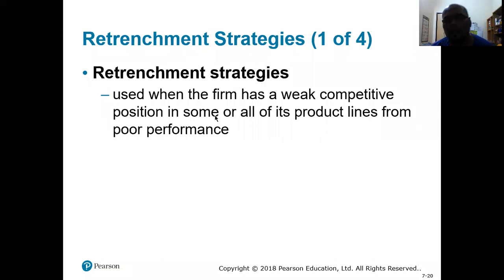And last but not least, we have the retrenchment strategy. What is a retrenchment strategy? It is when the firm starts to observe poor performance from its product lines. It means that their competitive position in the marketplace has weakened. What do we mean by a weakened competitive position? It means that we are losing our customers to our competitors. Competitors are taking over our customers. That's why we are losing our competitive position.